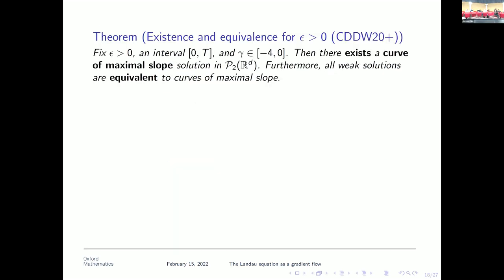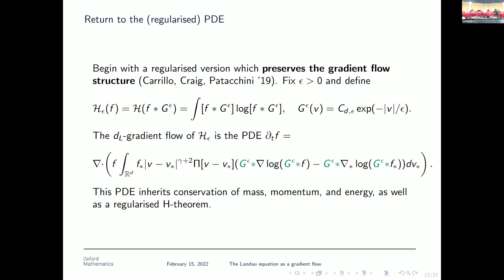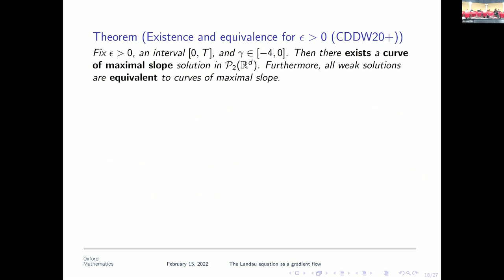So, okay. A little on one slide about theory first, and then a bit about some numerics later. The point is that for this regularized problem, we were able to show that for any fixed epsilon positive, curve of maximal slope solutions, or just gradient flow solutions, are equivalent to weak solutions, and they exist.